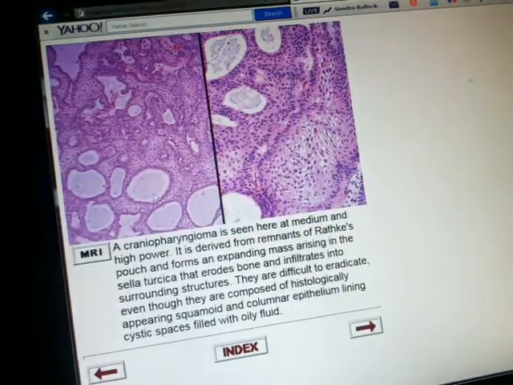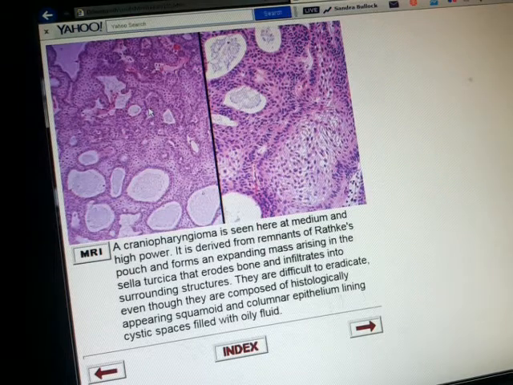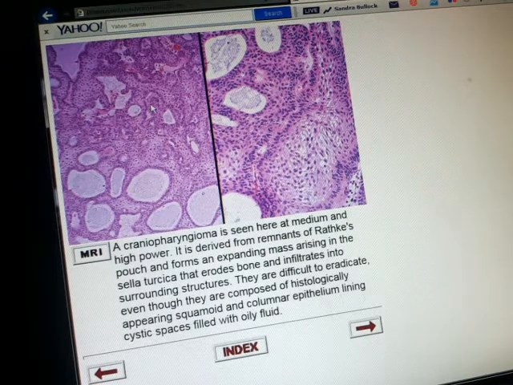On histology section, the craniopharyngioma cells are seen infiltrating the bone and the surrounding structures, formed of these squamoid cells and columnar epithelial cells with cystic spaces in between. This is the high power. These are the squamoid cells and these are the cystic spaces in between.